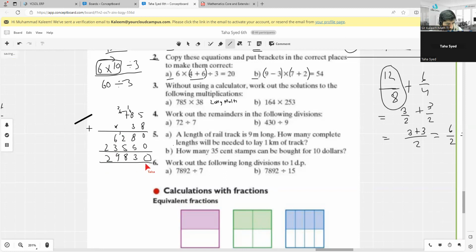You can also verify by using the calculator. We don't have any other method. We don't have the answer of this question.